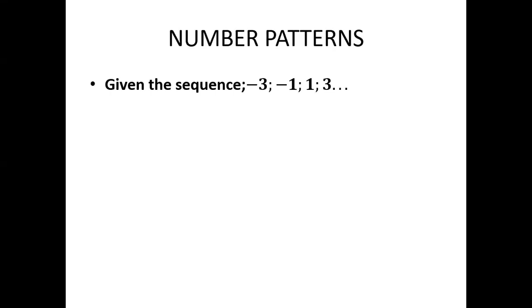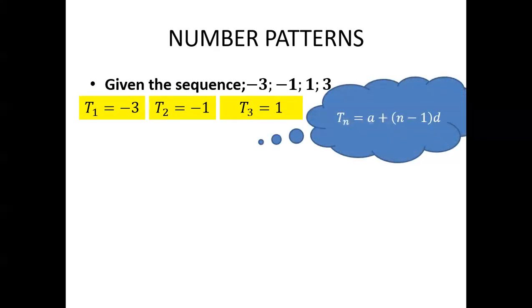You need to remember that term 1, which is A, is -3. Term 2 is -1, and term 3 will be 1. When you study this pattern, you will notice that you keep on adding, right? To move to the next term, you keep on adding. Question is, how much are you adding? We know that you need to use this formula. And to determine how much you're adding, you will just say -1 minus -3. And you will notice that you keep on adding 2 to get to the next value or to the next term. And that is D.